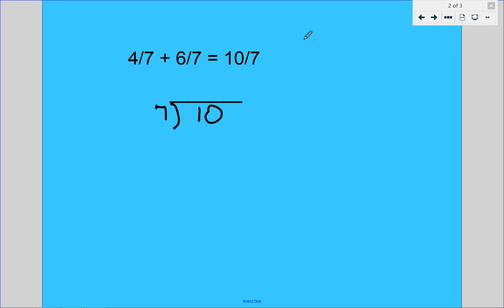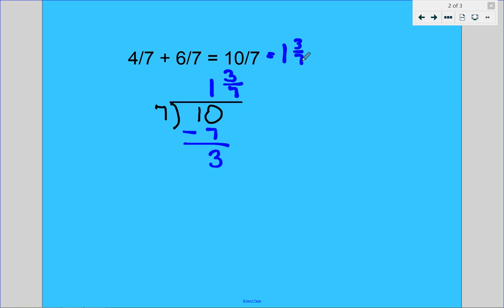So what we want to do is take the top number, because this is just a division problem, right? 10 divided by 7. And we're going to say how many 7s can we get out of 10? We can get 1. 1 times 7 is 7. And then we subtract it, and we get 3. And that's my remainder, so that's my numerator. My remainder is the numerator. And then my denominator is the divisor, denominator. So my answer then would be 1 3/7.